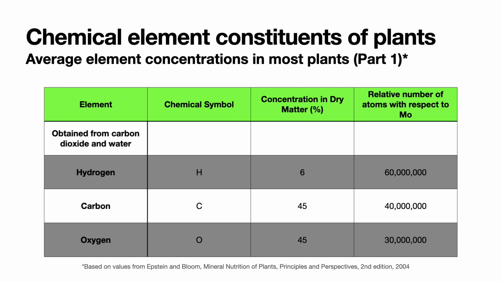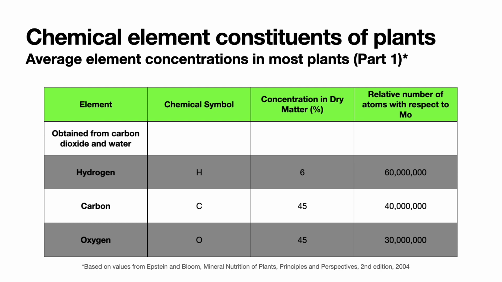Plants are made up of mostly water, anywhere from 50% water in trees to 95% water in vegetables. If we look at the percent dry matter of each element in the plant, we can start here with hydrogen, carbon, and oxygen. All of these are expressed as a percent of their total dry matter, and they're also expressed as the relative number of atoms with respect to molybdenum. Molybdenum is the element that is in the lowest amount in plants.